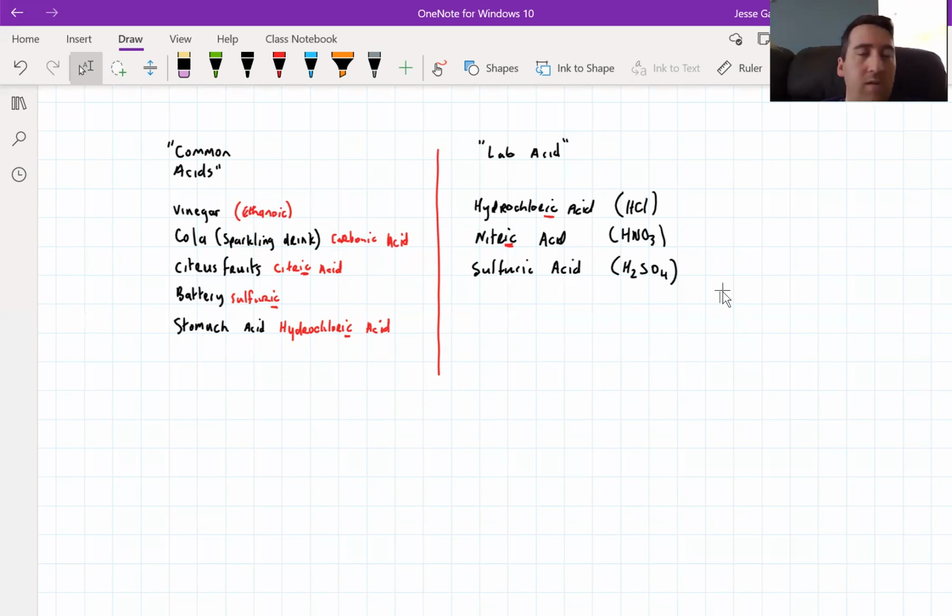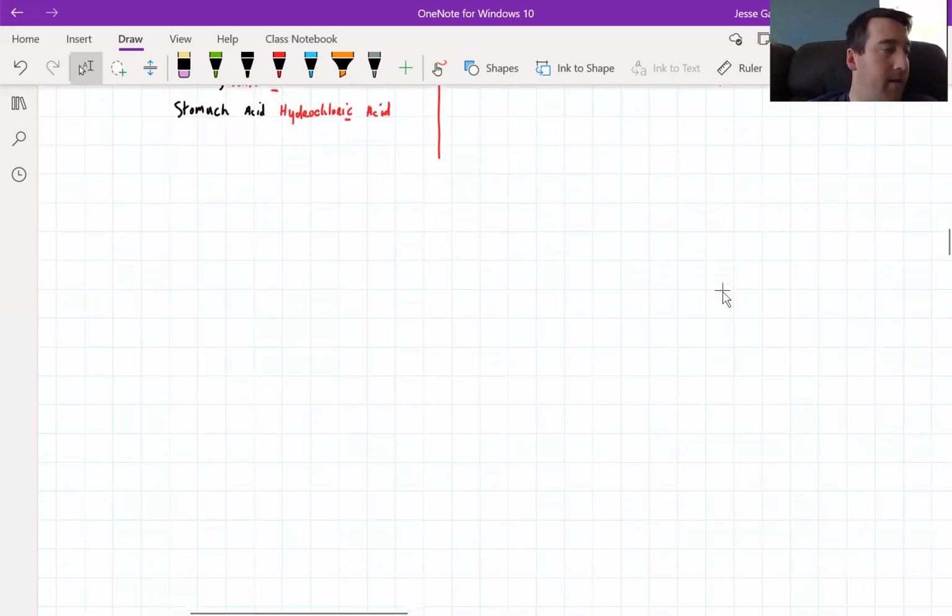Now, all of those things are true, but they don't really describe or help us to understand what is an acid and what is a base. It doesn't really help us to understand what those really are. So today we're going to focus on an acid. What makes acids acid?